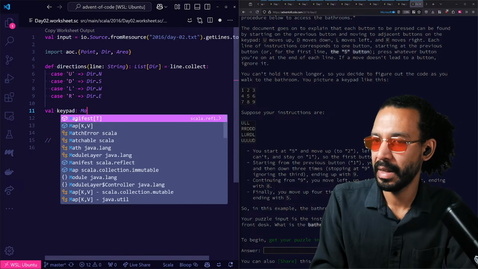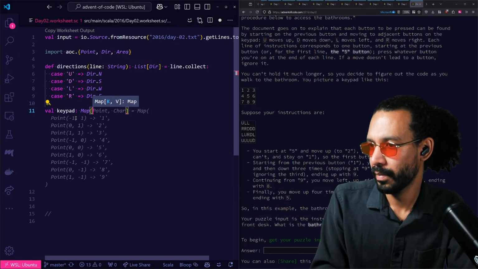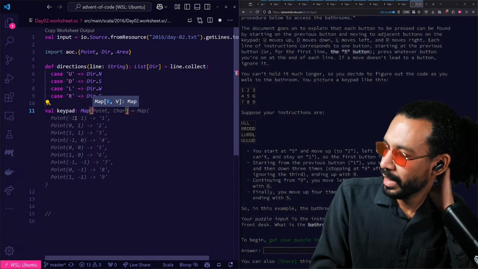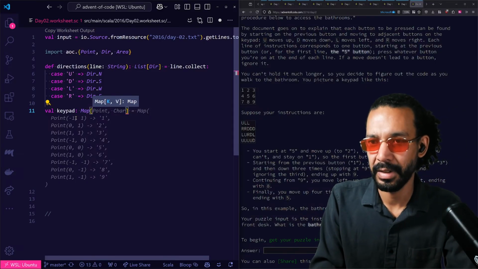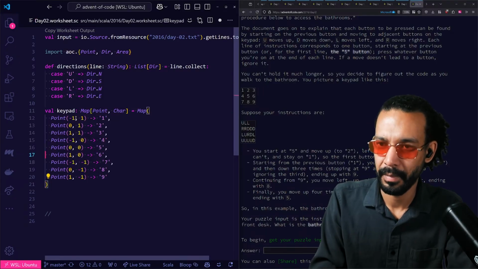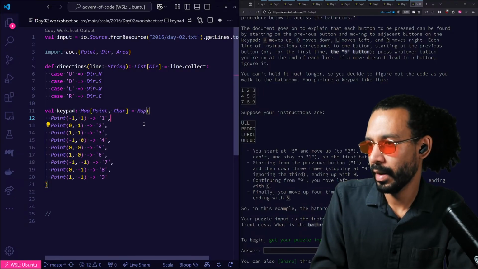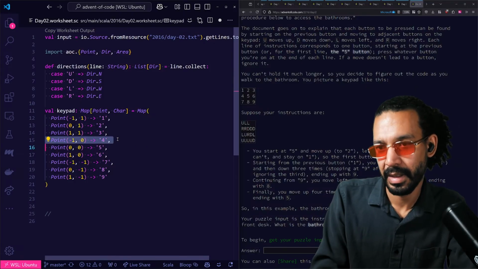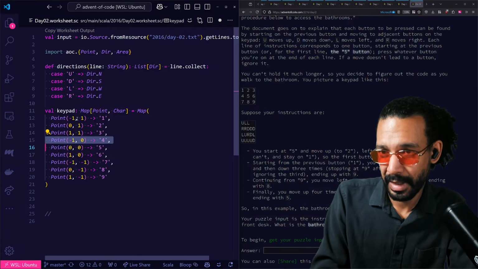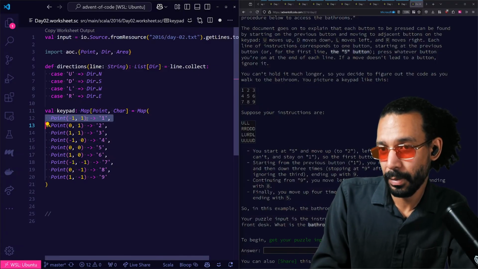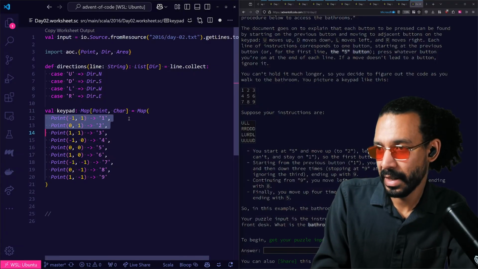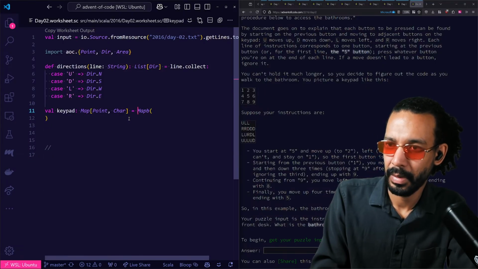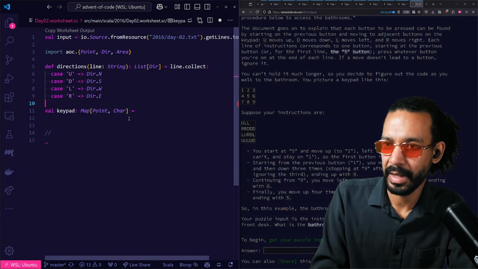So you want a map from, do we want point to character? Yeah, we want to be able to translate our points to characters. Yeah, assuming 5 starts at 0, 0, then 1 is -1, and then 1. No, that's not quite right. So we're just going to parse the string.